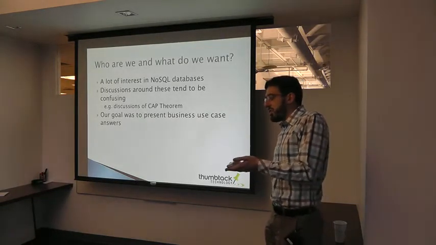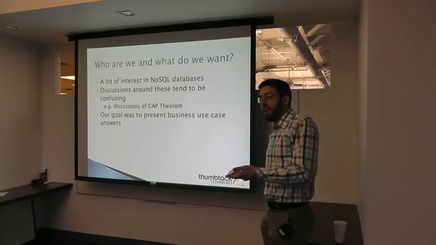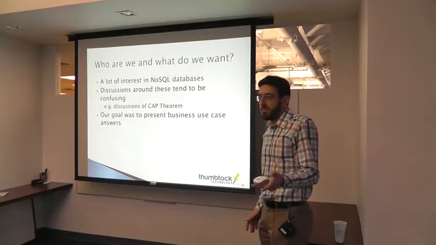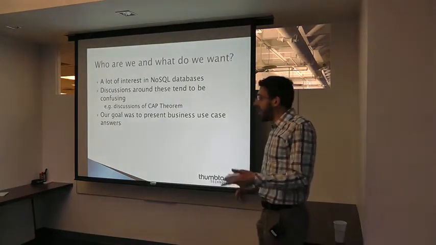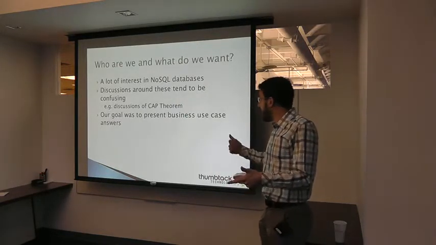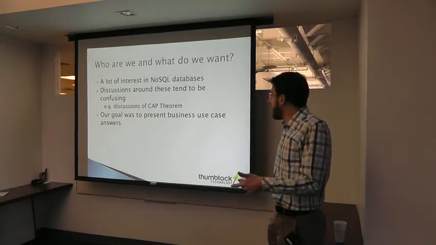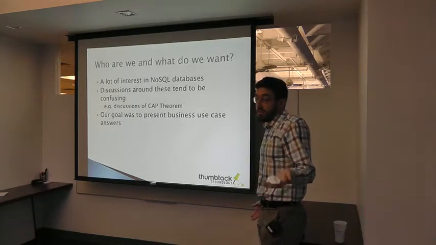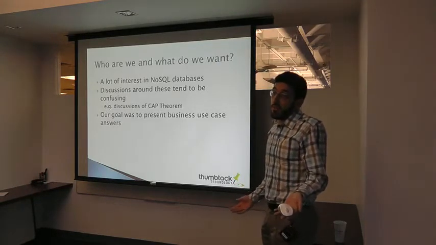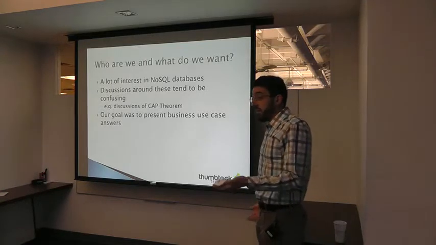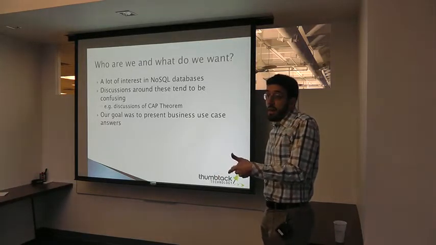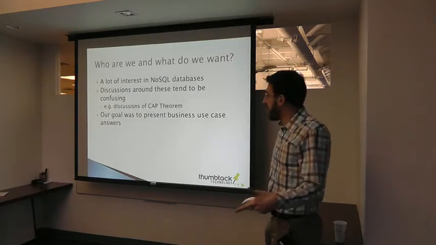And then others delve into somewhat obscure things like the CAP theorem. Do people here know what the CAP theorem is? So about half. CAP theorem is actually very simple to describe. It essentially says the C is for data consistency, the A is for data availability, is your system up, and P is partition tolerance, which essentially means can you handle network failures. The CAP theorem basically says you can choose two of those.